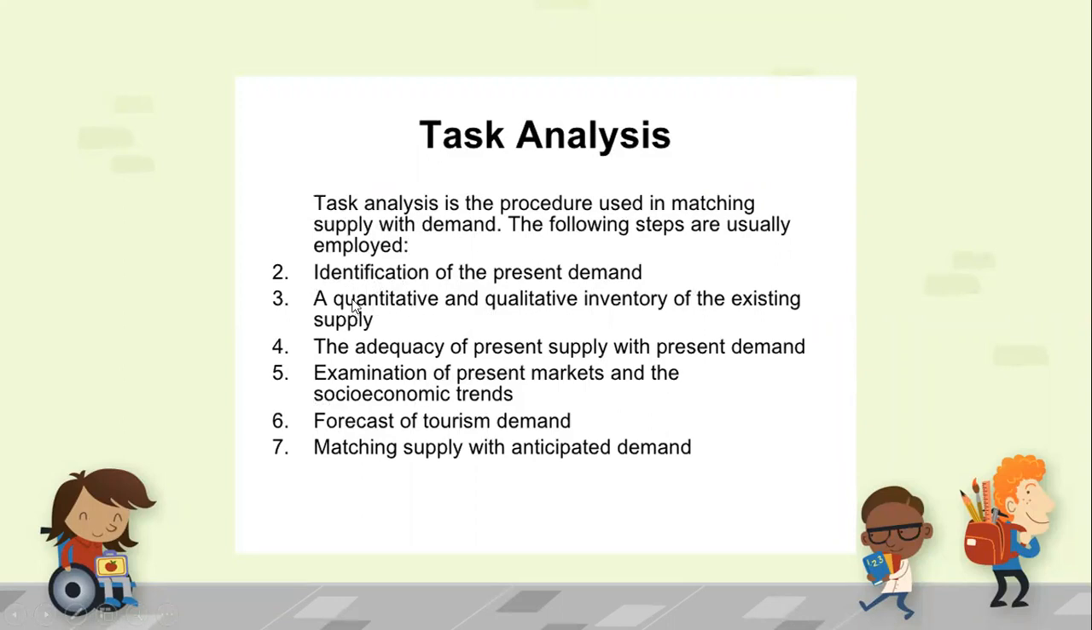The first one is, where's the first one? Identification of the present. Sorry, there is a mistake in the number. So the first one is identification of the present need, demand. The second one is a quantitative and qualitative inventory of the existing supply. The third one is the adequacy of present supply with present demand. The fourth is the examination of present markets and the socio-economic trends. Then there is forecasts of tourism demand, and then there is matching supply with anticipated demand.